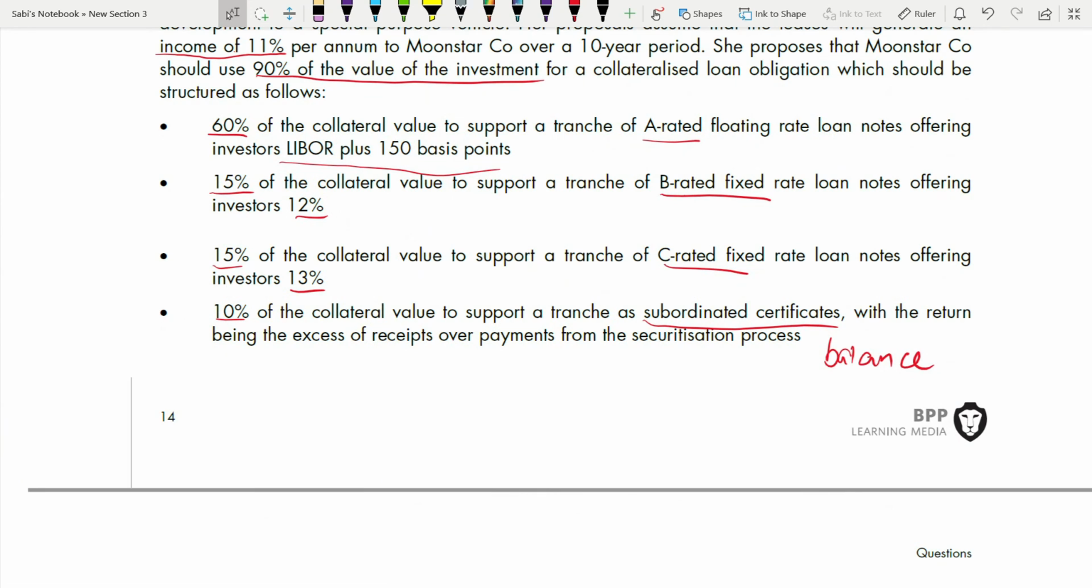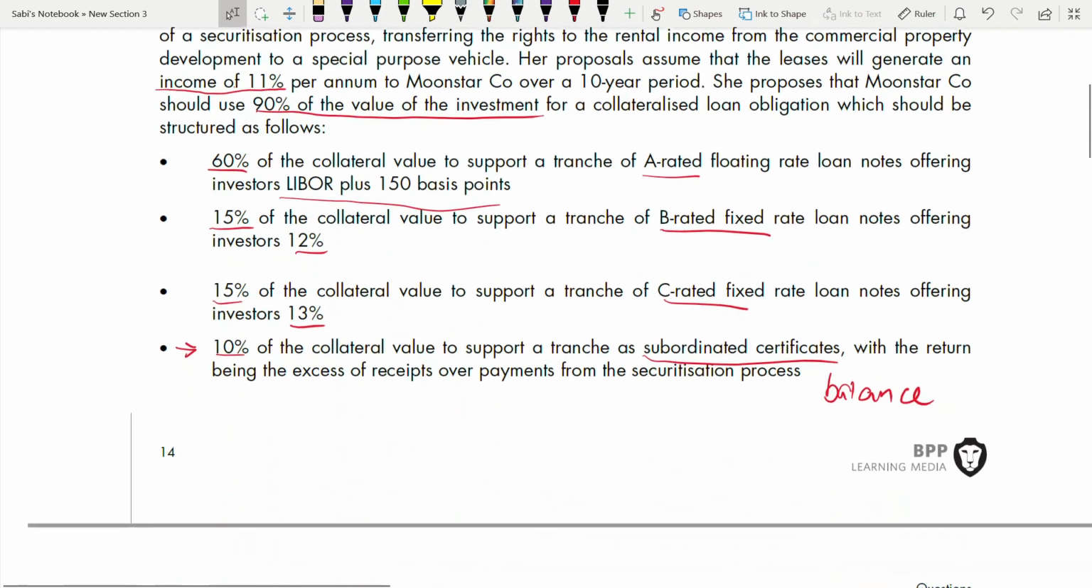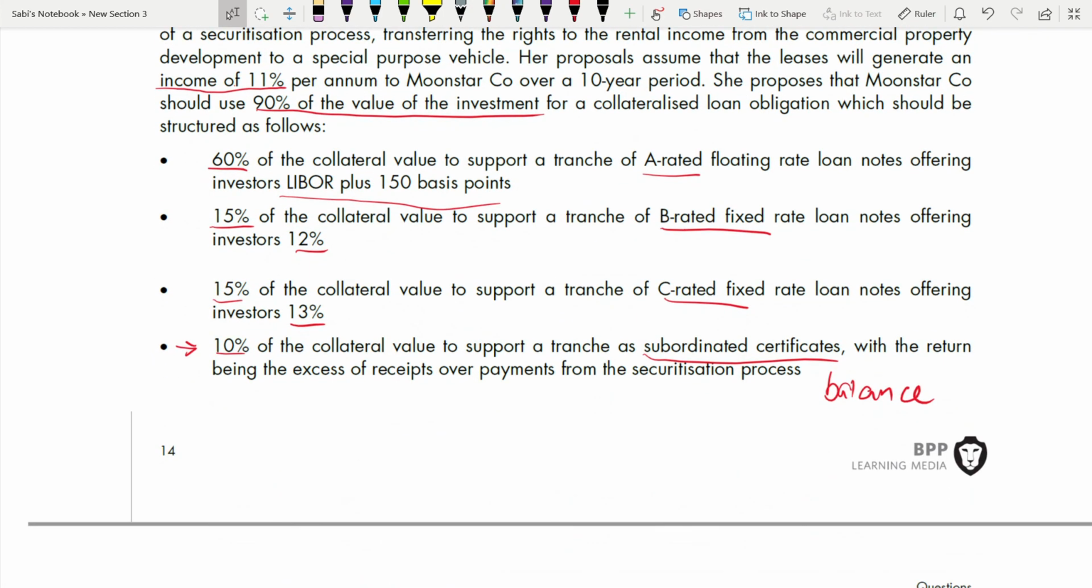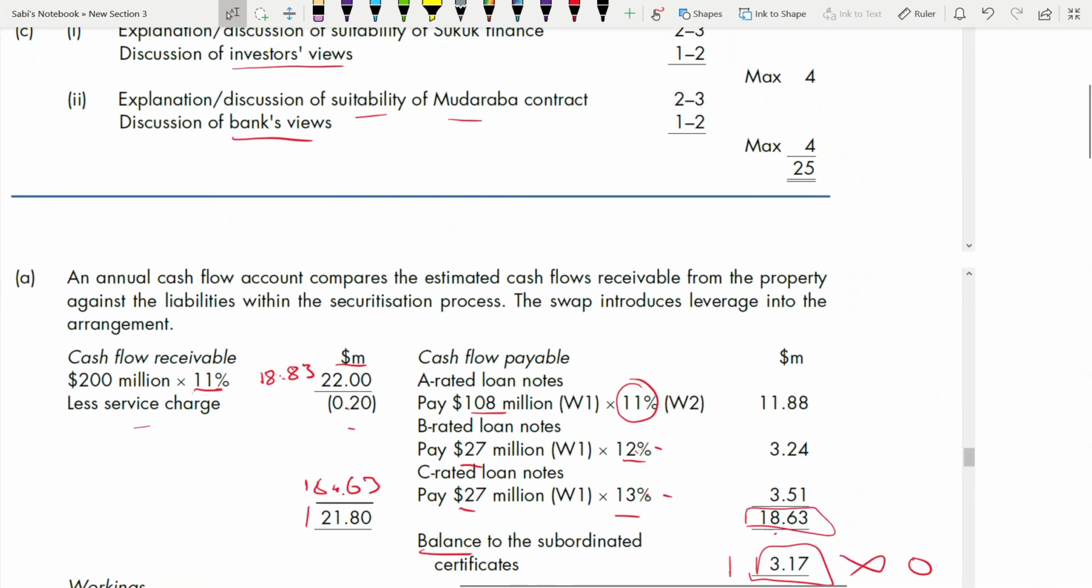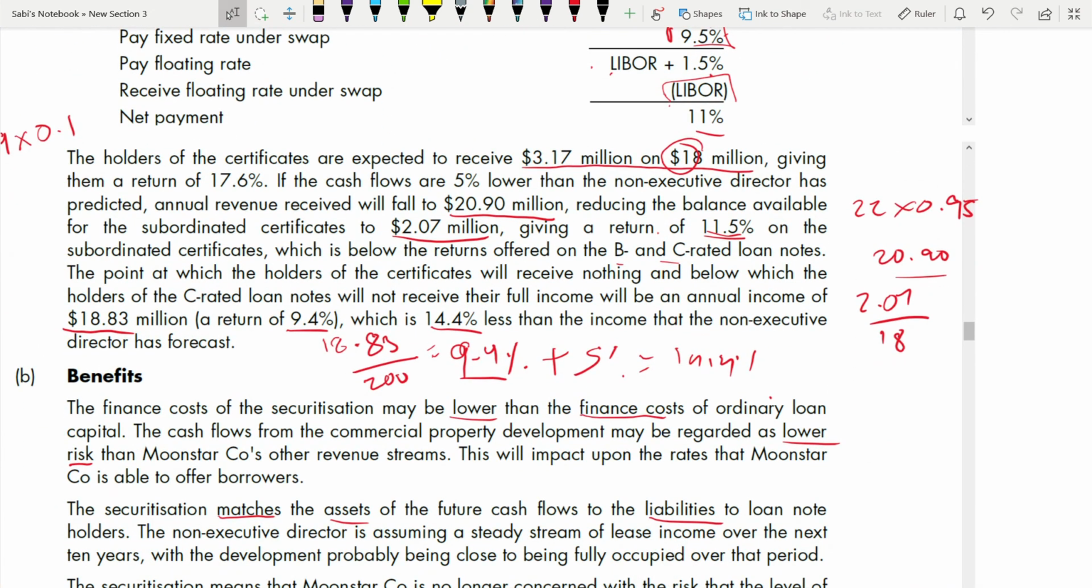just see here, the last one says 10% of the collected value to support a tranche supported subordinated certificates, right? So that's why we are taking 10%. We are taking 90% on this 200, and then on that we are taking 10%, which is 18 million. So out of this 18 million, we saw that 3.17 is for subordinate certificate, which is having 17.6% return. So that's how you get 18 million.